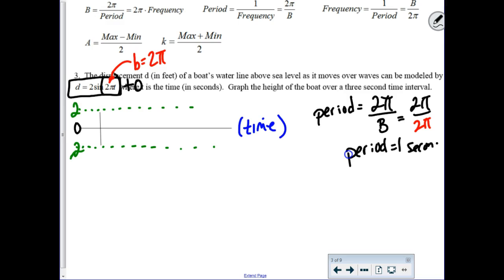And because this is an application, let's throw a label on that, guys. 1 second. This is what this problem is meaning. Every time you go through a second, your boat bobs up and down. Zoop, zoop, zoop, zoop, every second.